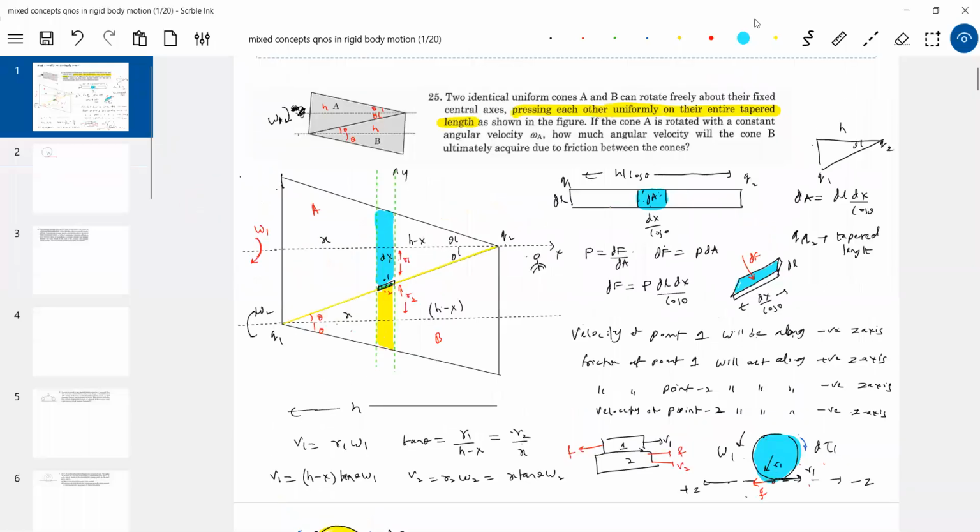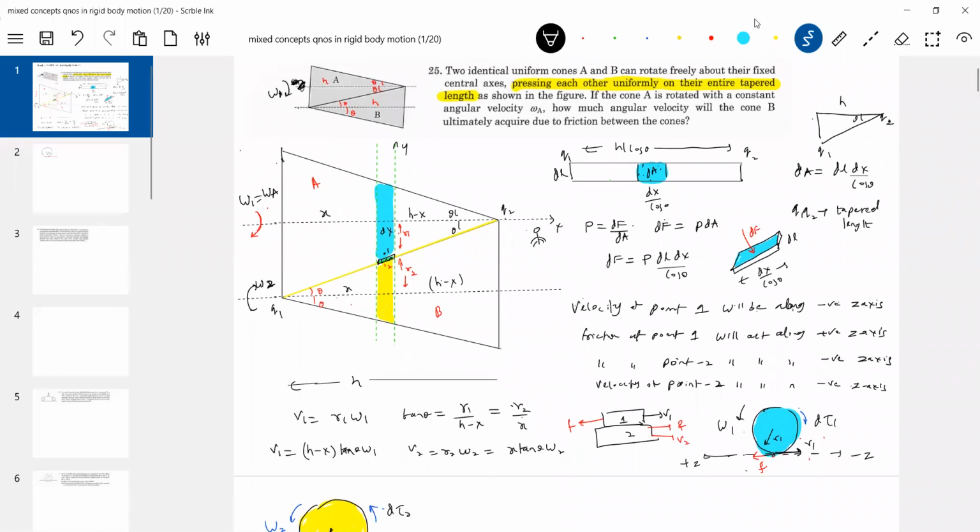Now look at this. Cone A is rotated with a constant angular velocity omega. Are you understanding the question? It's not that cone A is given an angular velocity and released. The cone A is continuously being rotated with a constant angular velocity omega. That omega A only, I'll write as omega 1 in the end. Somebody is asking, sir, what is omega 1? Omega A only. Since omega A, omega B will be a little bit difficult, I'm writing like this.